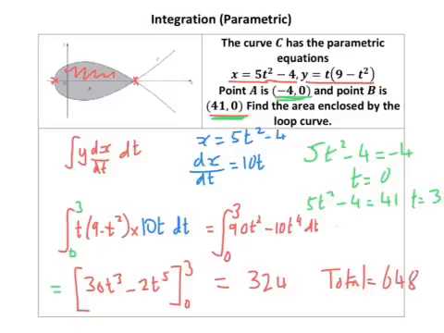Things to remember here. First of all, it's y dx/dt. This bit here is the bit that we need to remember. We then might need to change the limits. We've got x limits here, so we need to change them into t limits, stick that into the x equation, and we get your t limits.